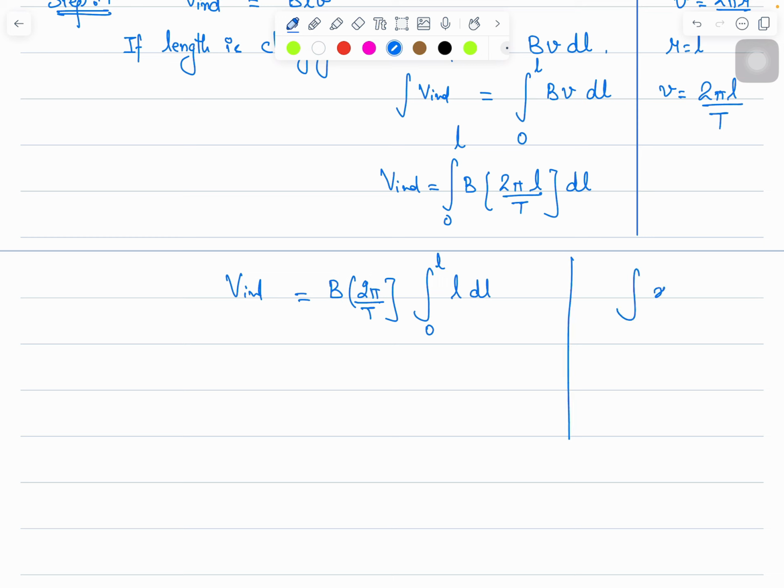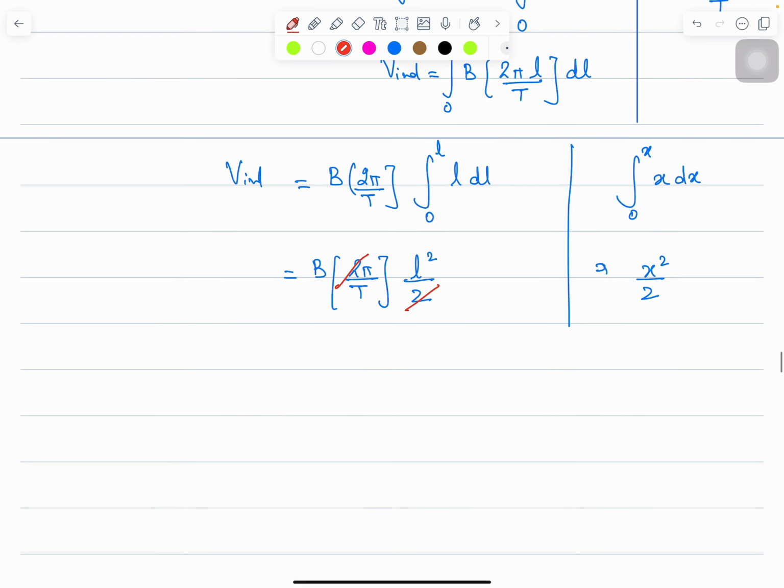Integration of x dx from 0 to L. So what is the value? x square divided by 2. Clear? So here what will you get? B times 2 pi divided by T. Here you will get L square divided by 2. 2 and 2 cancel. So what is your formula? V induced is equal to B times pi L square divided by T.